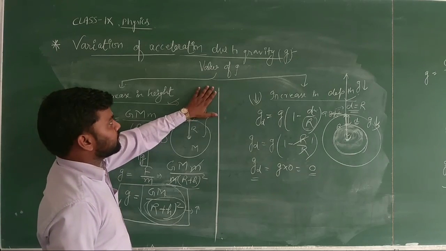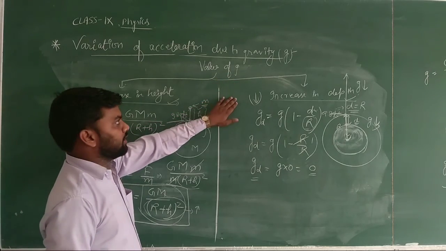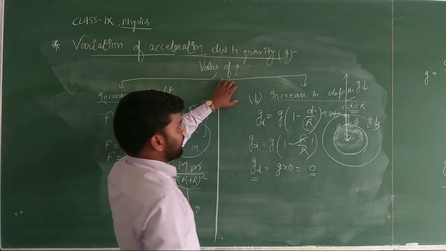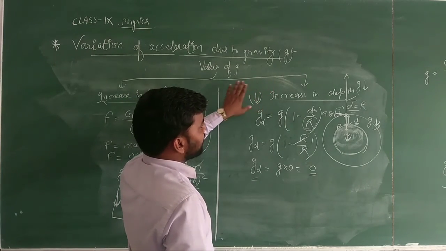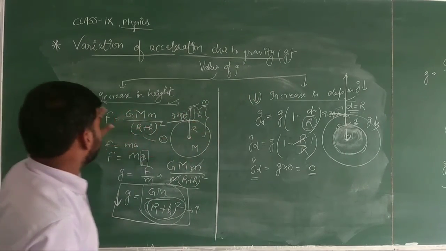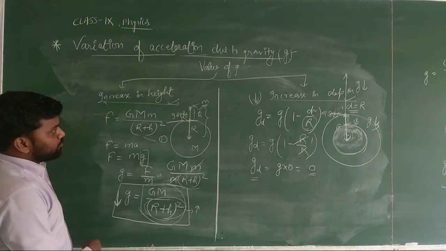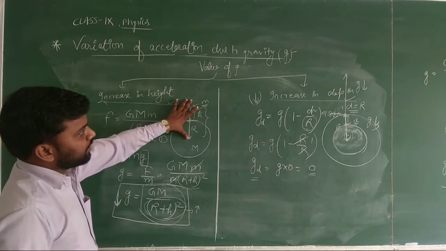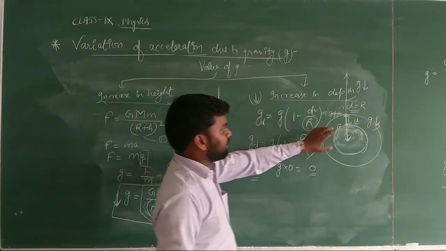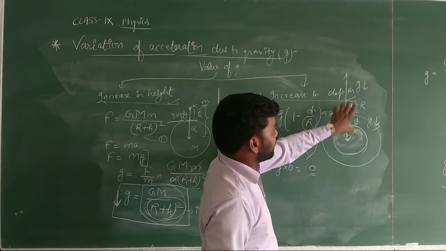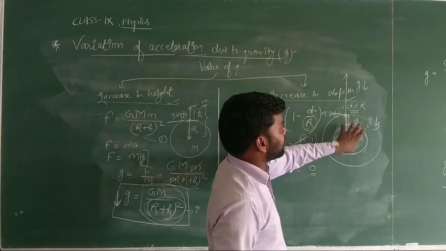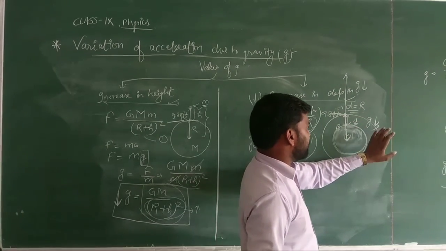We have seen a case at pole and equator that the value of g at poles is maximum and at equator is minimum, and whenever we travel a certain height in the upward direction the value of g decreases, and whenever we travel a distance inside the earth, that is a certain depth, in that case also the value of g decreases.